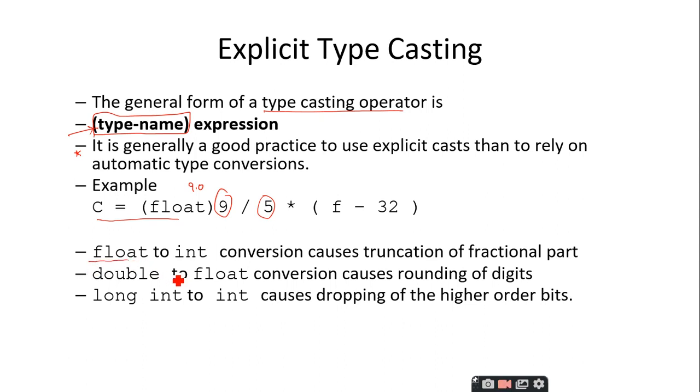And here are some of the disadvantages we have when we convert the higher order data types into lower order data types. For example, if I convert the float to int, I told you that since integer does not have any decimal values, it is going to truncate the fractional part. The entire fractional part will be completely eliminated.